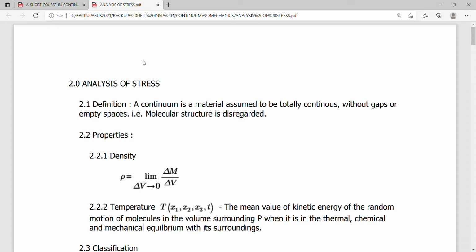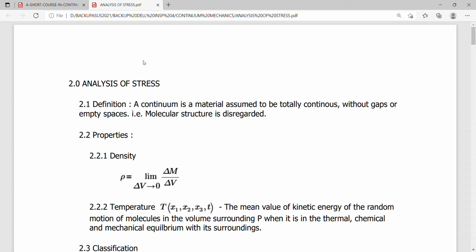Today we will be discussing the analysis of stress in a continuum. And before we proceed, let me first give you some definitions on the terms and notations we are going to use here in this presentation.